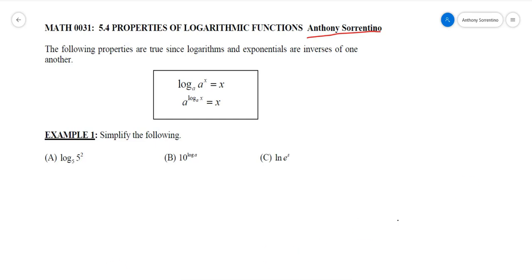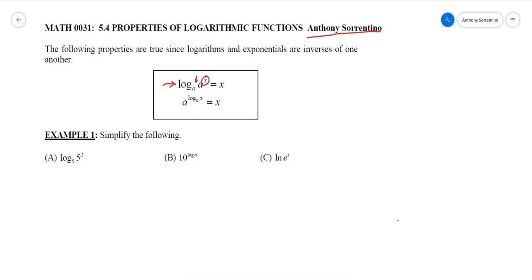Hello, this is Mr. Sorrentino here again, doing another Math 31 video, and this one is working on 5.4, properties of logarithmic functions. One of the properties we were introduced to in the previous lesson is the one where we can show that if we have log base a of a to the x, where the logarithm and the exponential base are right next to each other, with nothing in that space between them, then they just cancel out, leaving the exponent.